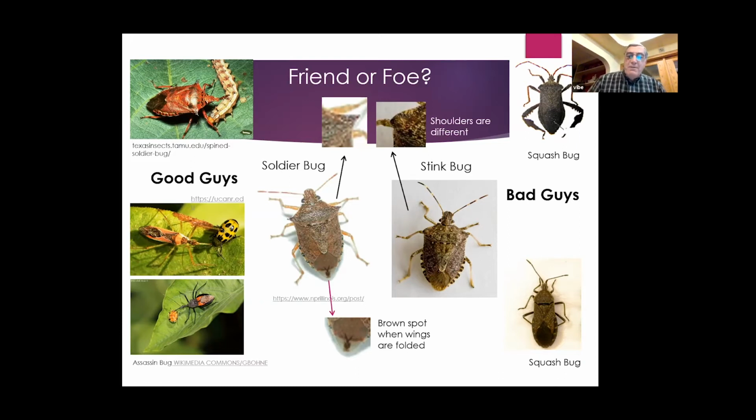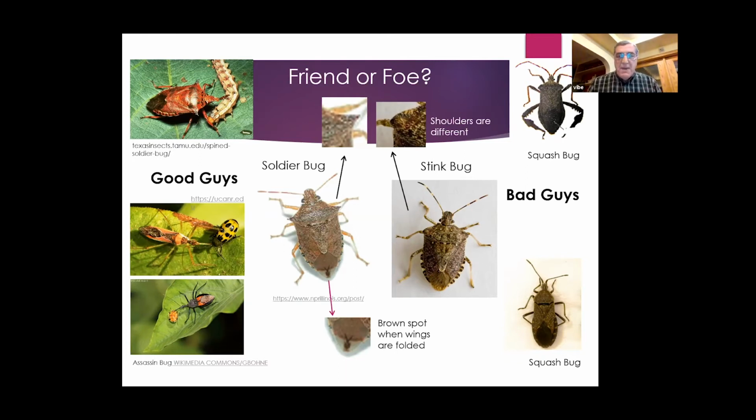And on the far right, the bad guys, squash bugs. But again, if you look at them all quickly, it's hard to discern what's what. So you really need to be careful before you go to the shed and reach for the insecticide. You need to spend a little time looking at what you have out there and try to decide, is it a good guy or a bad guy? And even if it's a bad guy, you have some time to do some things with it.